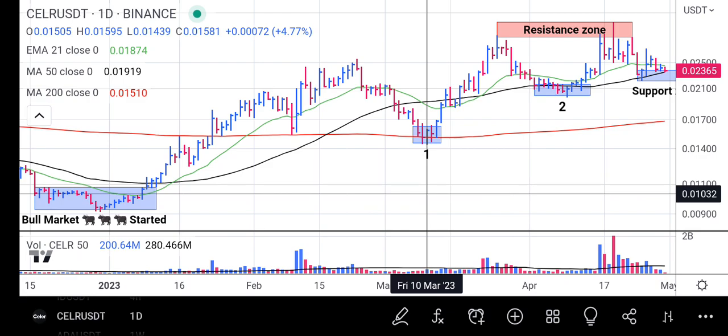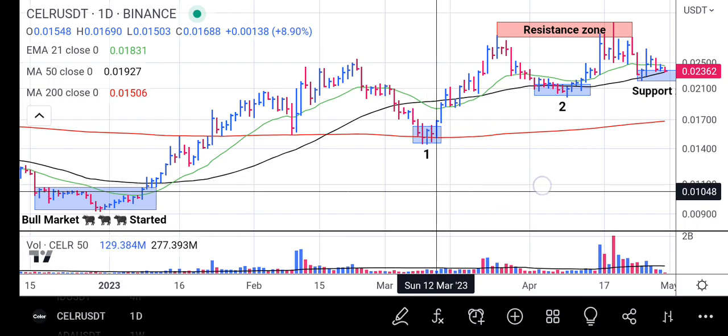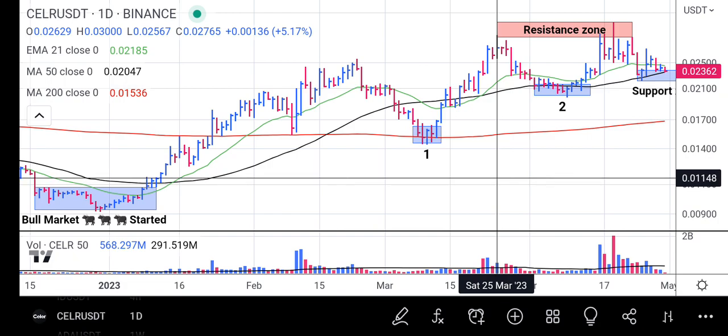Then the buyers came in. The buyers were really pushing with strength. The buyers sent Celer Network upward. It broke above the prior resistance zone and Celer Network rose to as high as 0.03000. Then another resistance came in.